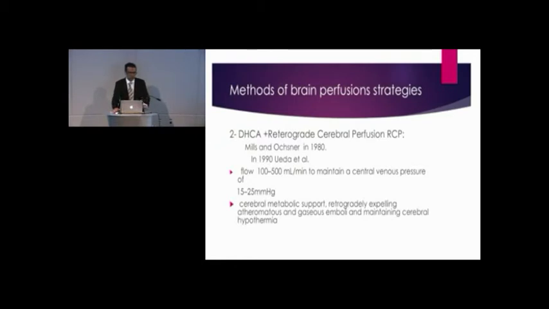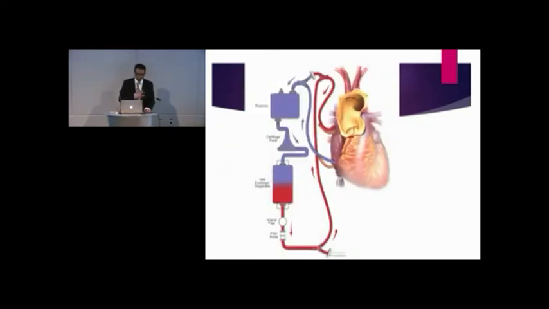Typically, we flow this between 100 to 500 per minute, and we keep the CVP around 15 to 25. The reason they introduced this is for 3 reasons. First, they want to support the brain with more metabolic support, like nutrients. They also want to flush the brain of any debris, embolic material, atheroma, or any air, and also maintain cerebral hypothermia. Then a lot of studies were done to show whether this is actually working or not. I'm going to talk about the technique here.